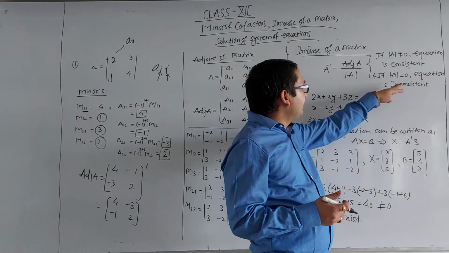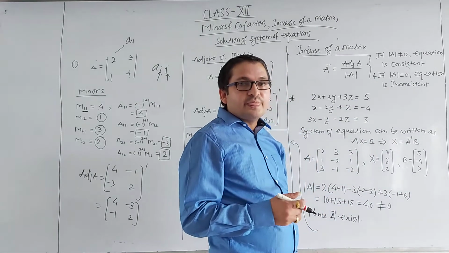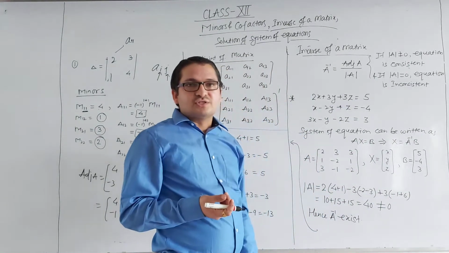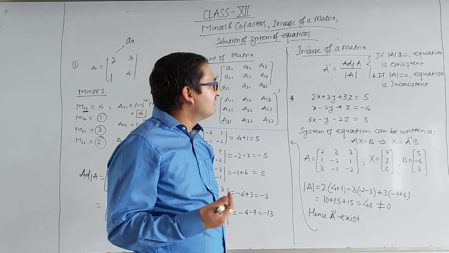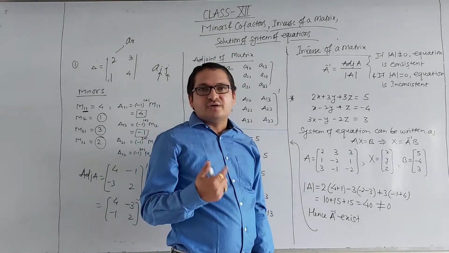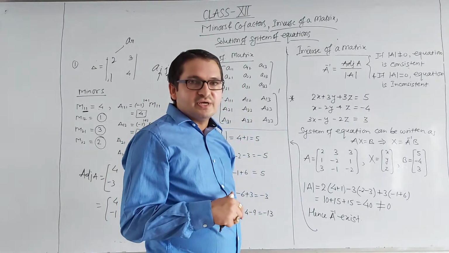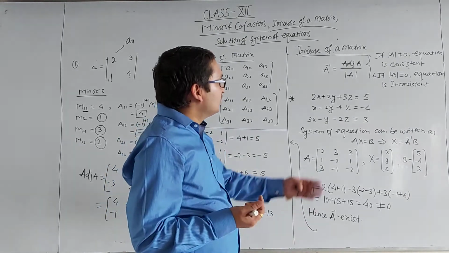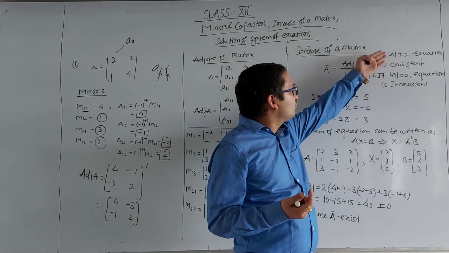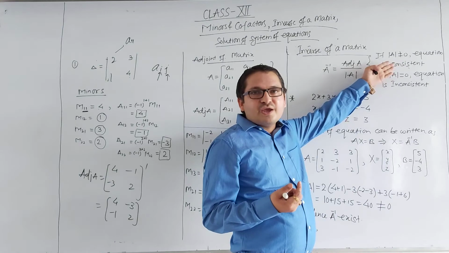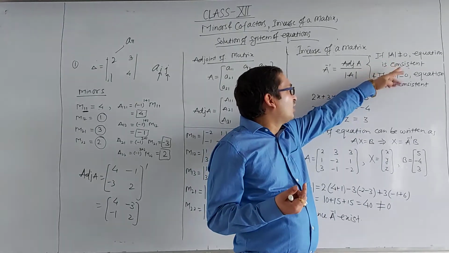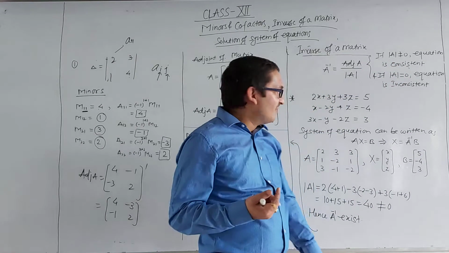If determinant of A is equal to 0, then the equation will be inconsistent. I think in the exercise it's given. Just check which one is consistent and which one is inconsistent. For that, you just need to find the value of A. If it is not equal to 0, it will be consistent. If it is equal to 0, it will be inconsistent.